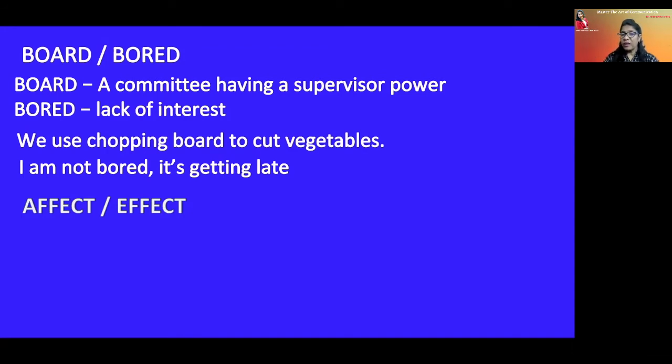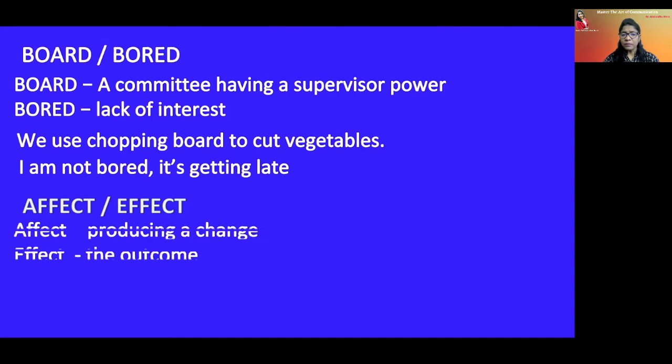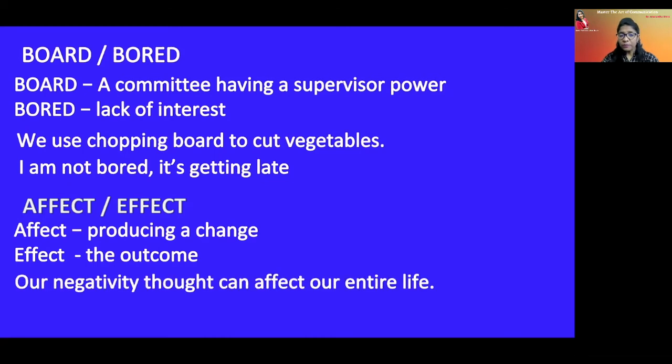So let me go for the words affect and effect. Affect is producing a change. Effect is the outcome. When you're getting some change, what is the outcome called? It is called effect. So affect: our negative thoughts can affect our entire life, right? The more you keep thinking negative, it'll affect your life. Your thought is affecting the future, producing a change.